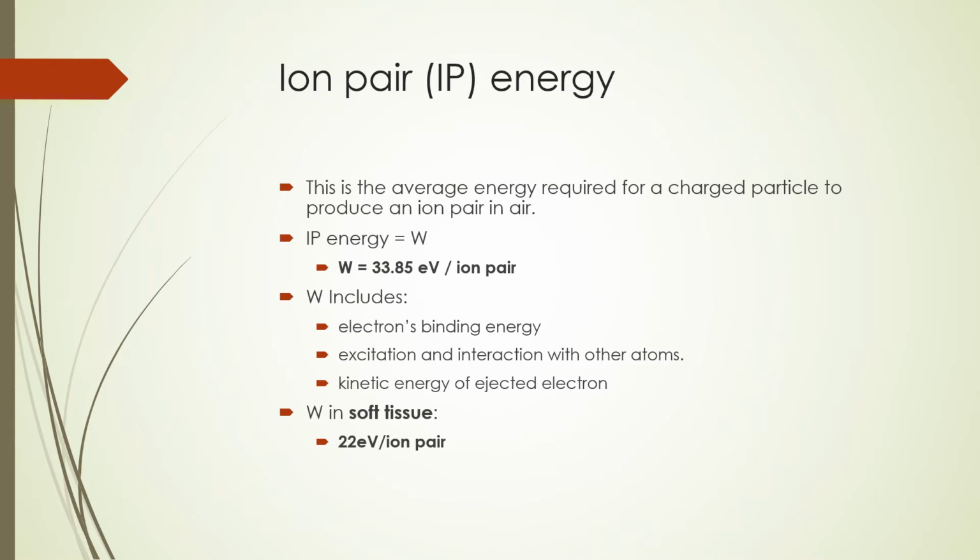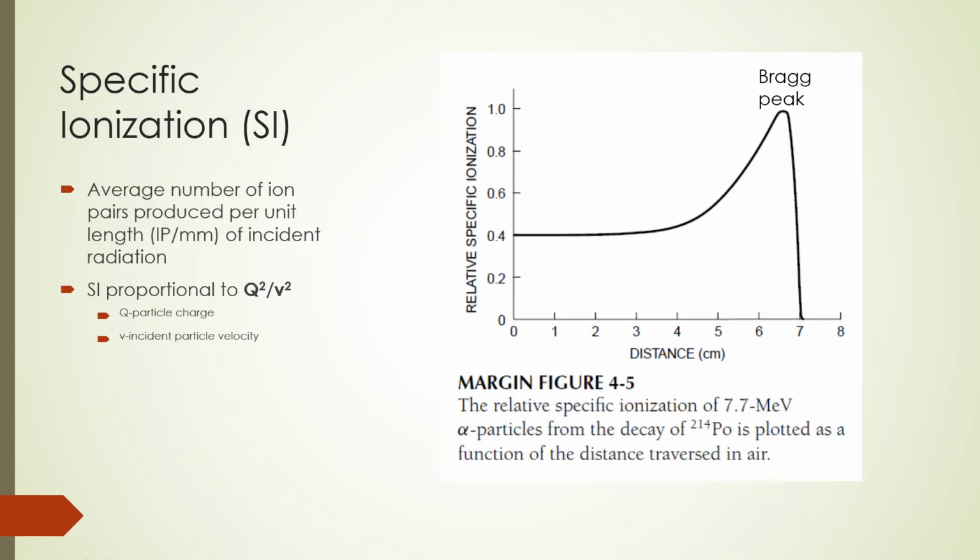The ion pair energy W includes energy expended in overcoming electron binding energy, excitation, and interaction with other atoms, as well as the kinetic energy of the ejected electron. The average energy required for a charged particle to produce an ion pair in soft tissue is 22 electron volts per ion pair. Specific ionization is defined as the average number of primary and secondary ion pairs produced per unit length of the charged particle's path. It is expressed in ion pairs per millimeter.